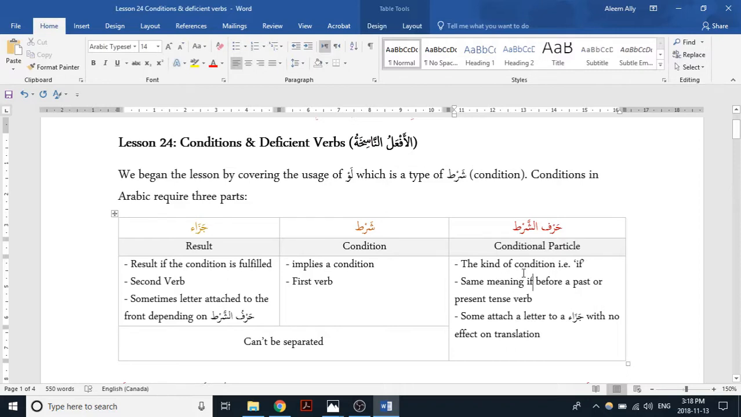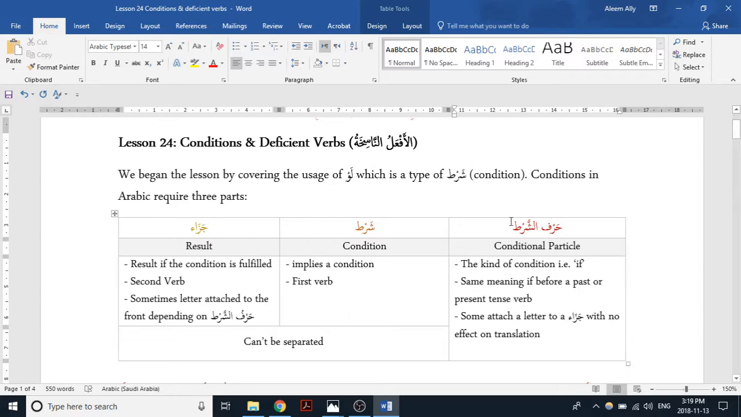So if I were to do this, then this would happen, right? So our condition is if. It has the same meaning if put before a past tense or a present tense verb. So it's not like qad or kana, which can change in meaning if you have a present tense or past tense verb coming after it. Rather, with this particle, it's going to remain the same. Some attach a letter to the jaza, which is the result, with no effect on translation. So for example, with law, the jaza, the result of the condition, will have a lam attached to it in some cases.